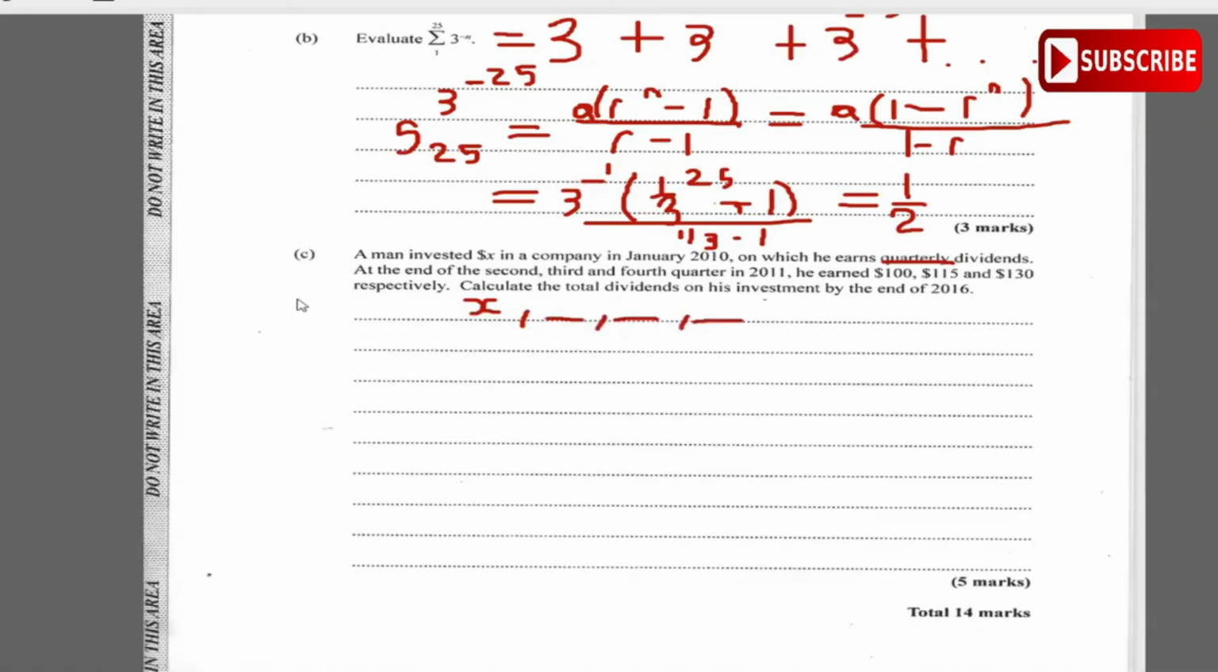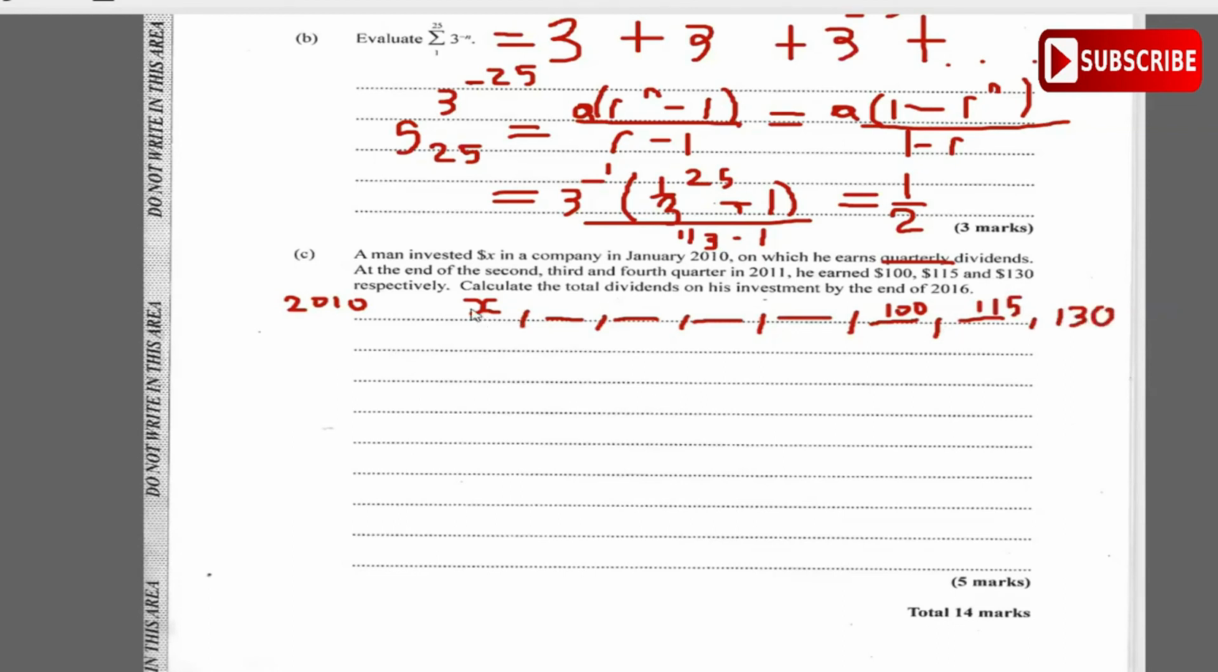This would be 2010. All right. Then he continued, and in the second year it would increase again. Then it goes to 100, then it goes to 115, then it goes to 130. All right. So what do I know?